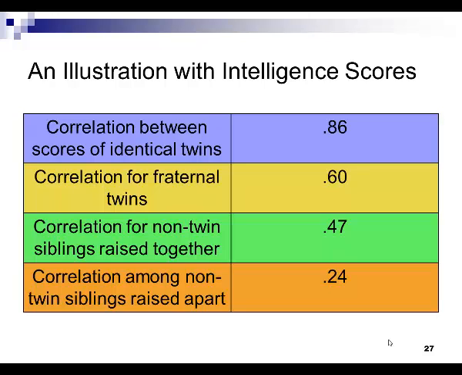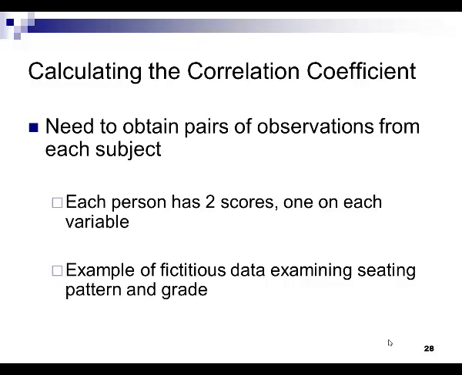And here's an illustration with intelligence scores, and the correlation coefficients range from the relationship between non-twin siblings who are raised apart, which is only 0.24, to 0.86 for the correlation between scores of identical twins. So obviously there is a strong relationship between intelligence and family patterns.